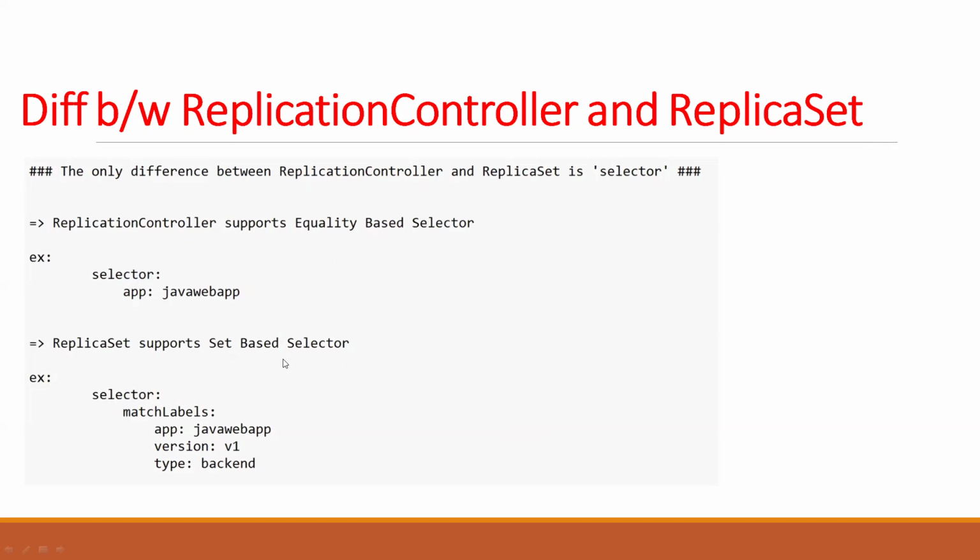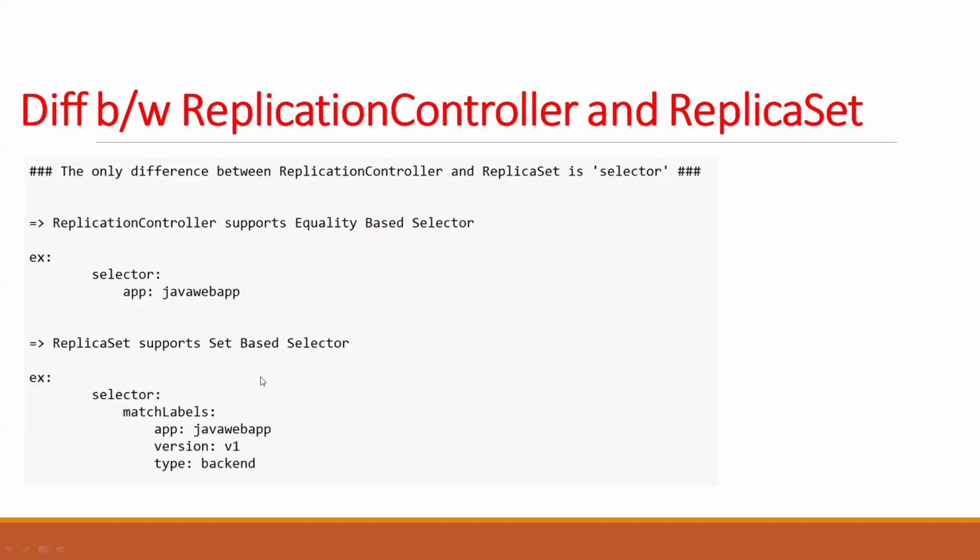Set-based selectors means we can add multiple selectors. With an equality-based selector, only one selector can be added in the replication controller, but in a replica set we can add set-based selectors, meaning multiple selectors. If you want to add multiple selectors, we need to use matchLabels. For example, matchLabels: app is Java web app, version is v1, type is backend. These are the three selectors.